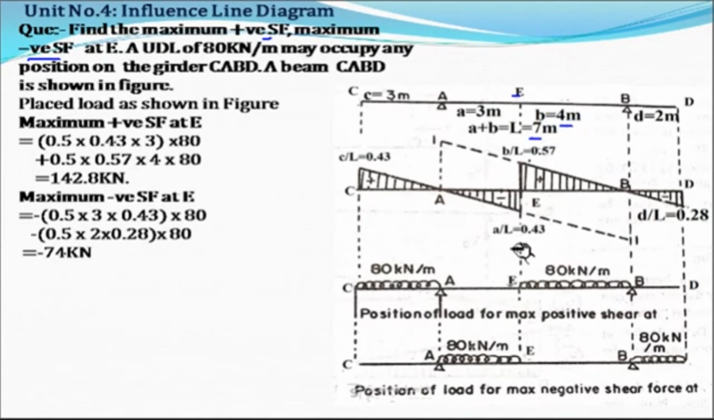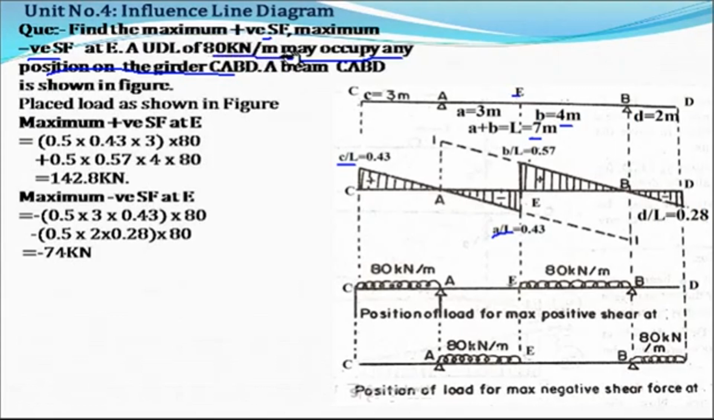Okay. Now first you have to draw the influence line diagram for shear force at the section E. Find out the ordinates C by L, A by L, B by L and D by L. Already know this value. Now here a UDL of 80 kilonewton per meter may occupy any position on the girder. Here they have not given the length of this UDL of 80 kilonewton per meter.